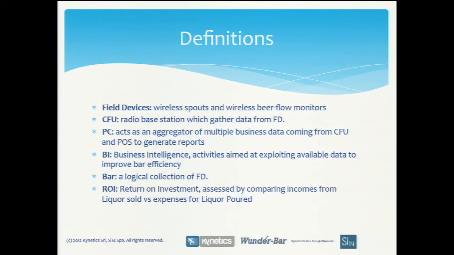Okay, I'll give you some definitions right now just to be more clear in the next slides. Field devices are what we call wireless pourers and wireless beer flow monitors. What we call the CFU is the CloudFlow Unit, the box that you saw before. Then we have a PC that can be used as a data aggregator from one or more CFUs, because if I have a huge place, probably I need to cover many different areas using more than one CFU.